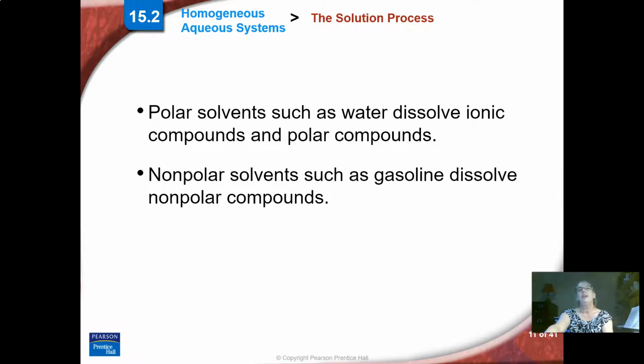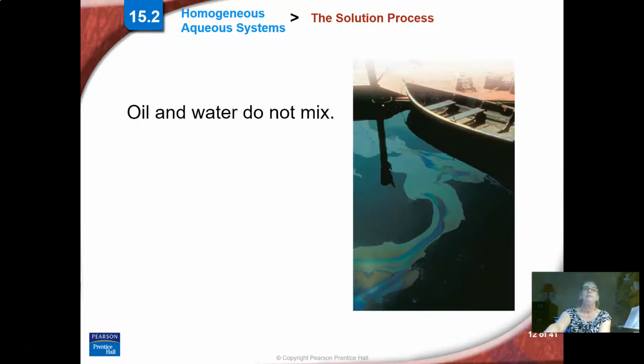Nonpolar solvents, like gasoline, dissolve nonpolar compounds like oils and greases. So that's why if you get oil on your hands and you want to get it off, you can grab a little bit of gasoline and rub your hand with a rag, and the gasoline and the oil will come off. So oil and water don't mix. So we have to have the right solvent for the right solute.